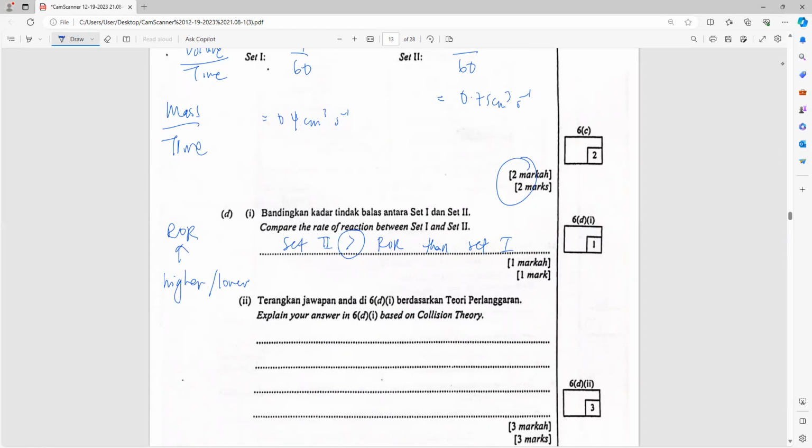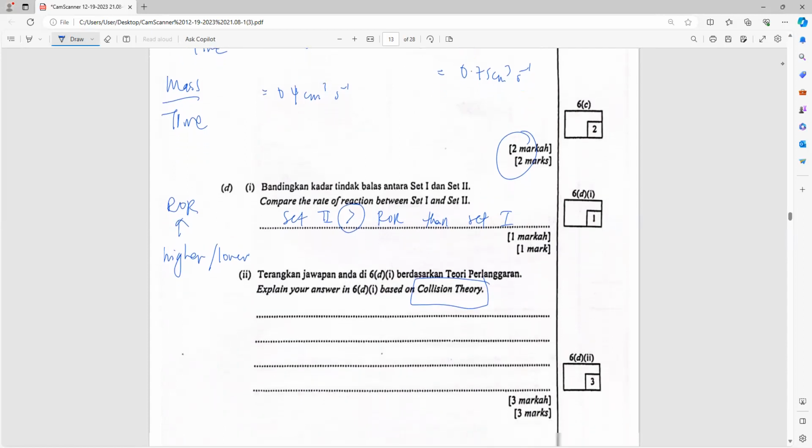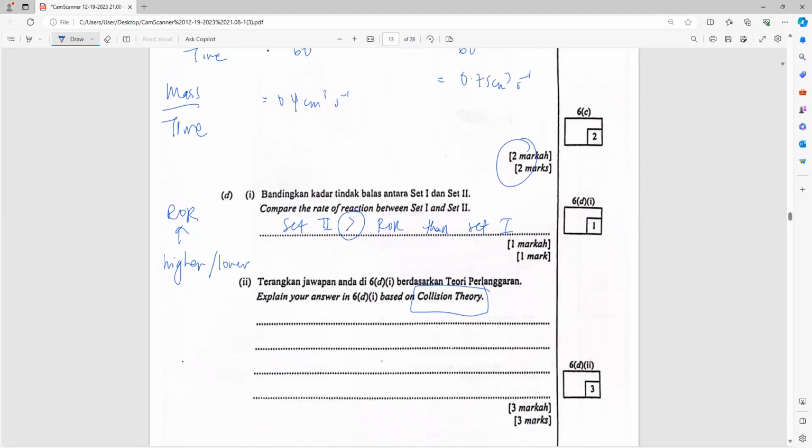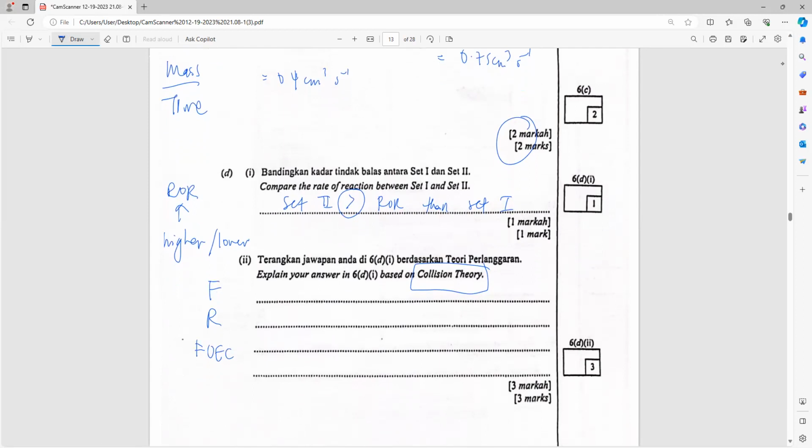Then they ask you, based on collision theory, explain the answer. Teacher, how to answer based on collision theory is very simple: factor, reasoning, and then for catalyst, we only have FOEC. That's it. So here, what is my factor? I have a catalyst present, right? So catalyst lowers the activation energy. Teacher put AE because not enough space. And provides an alternative pathway.